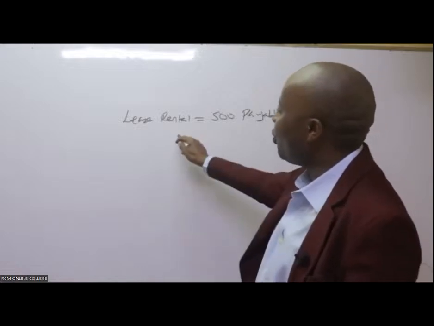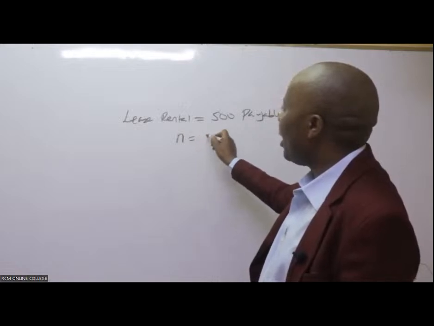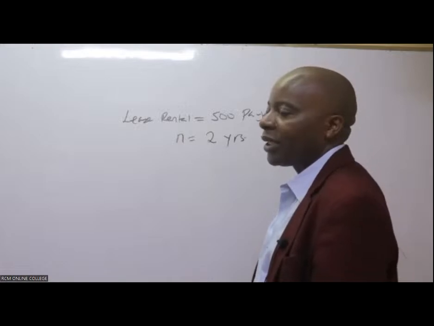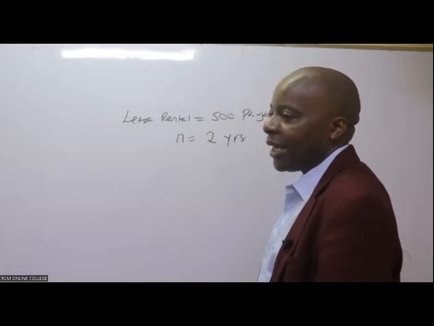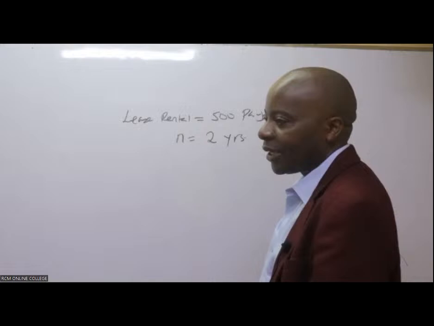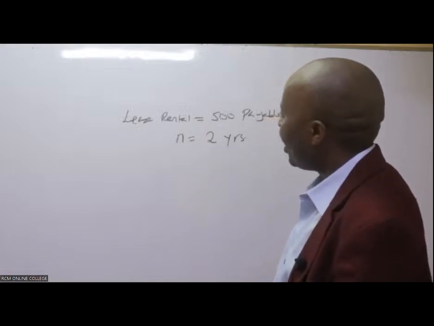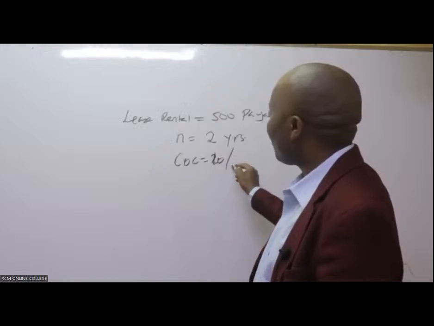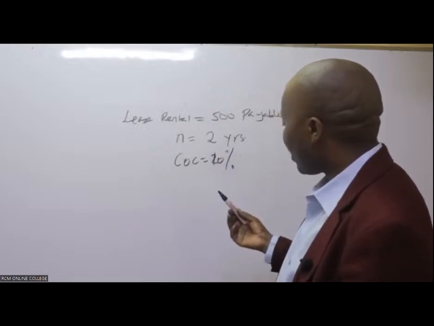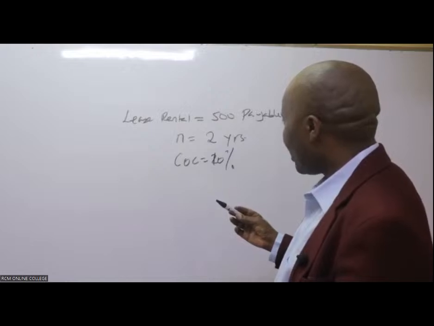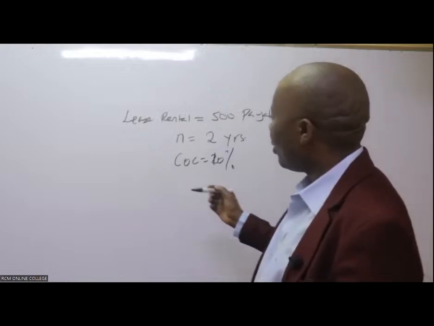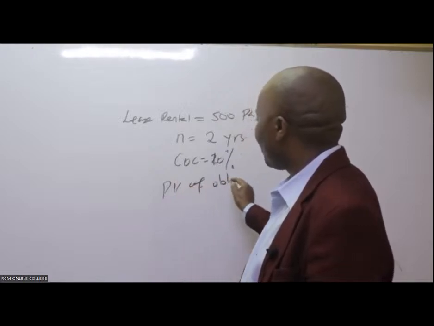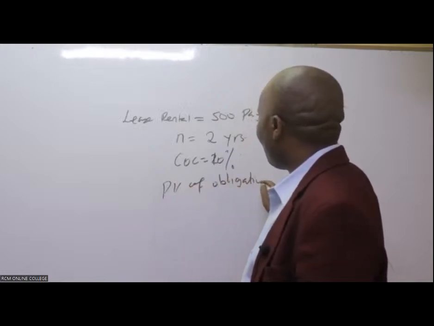And then they have told you that N is what year? N is, say, 2 years. Let me just simplify this. So if N is 2 years and the cost of capital is 10%, I would want, in this case, ladies and gentlemen, somebody to give me the present value of the obligation.